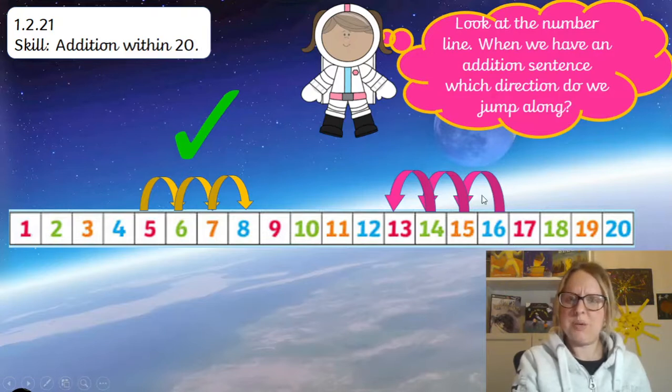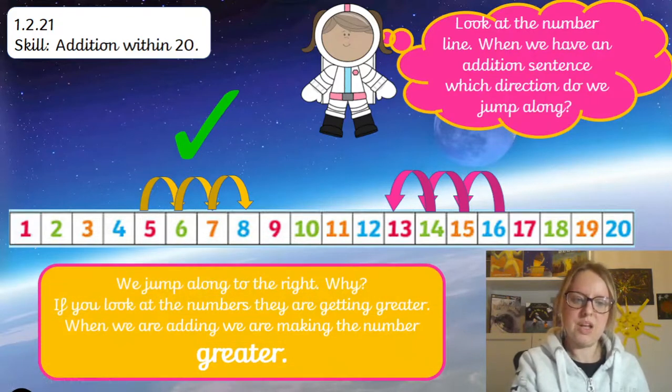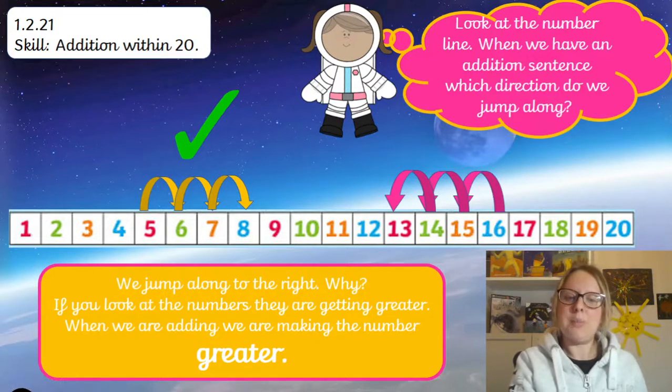So what about the pink arrows? What are they showing? They're showing when we subtract, aren't they? We jump backwards when we subtract and we jump forwards when we add. So if you look at the numbers, they are getting greater. So when we jump along to the right and we jump forwards along our number line, the numbers are getting greater. When we are adding, we are making the number greater.